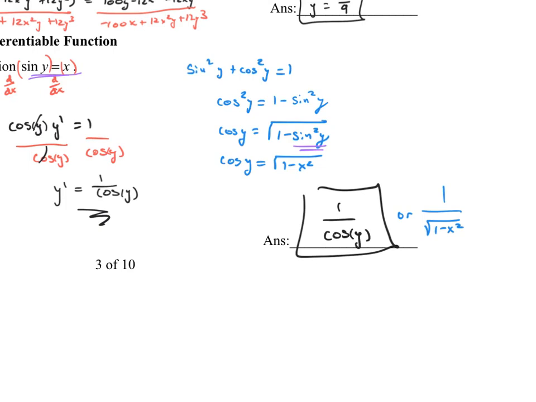And these are the exact types of substitutions you're going to have to make to solve for derivatives of inverse trig functions. So this is way more in depth than you guys needed. 1 over cosine y would have been perfectly fine in this case, but I did want to show you where that substitution is coming from and what they did in the e-text if you were following along.